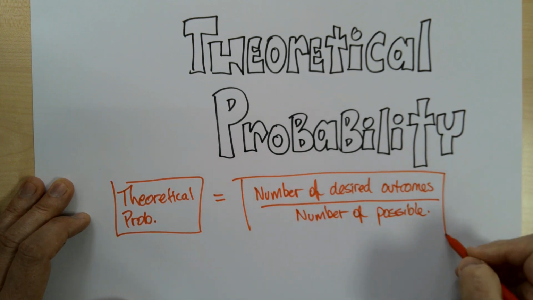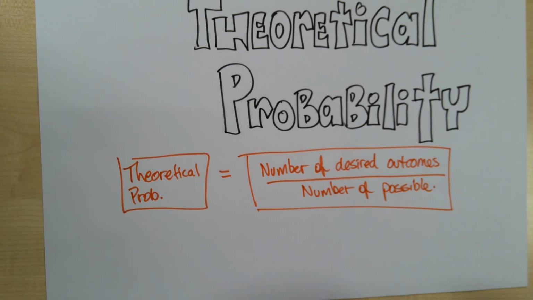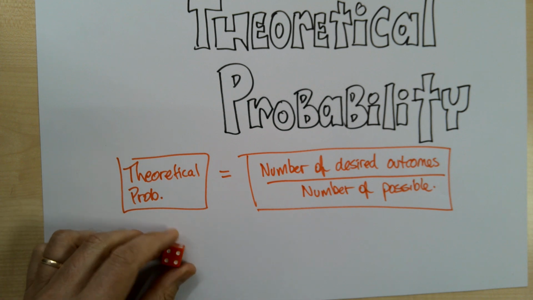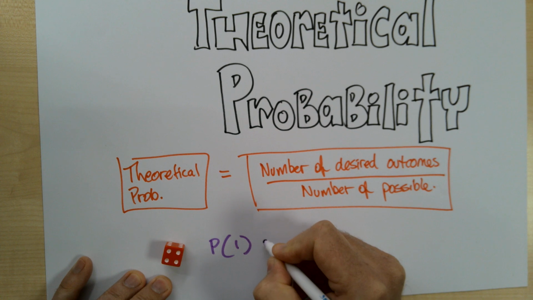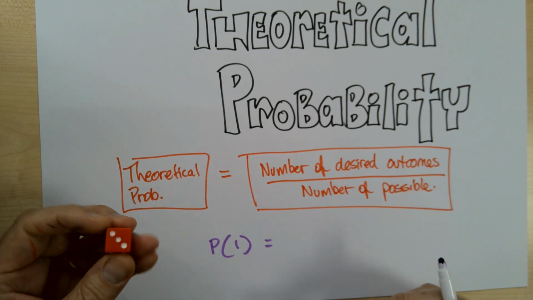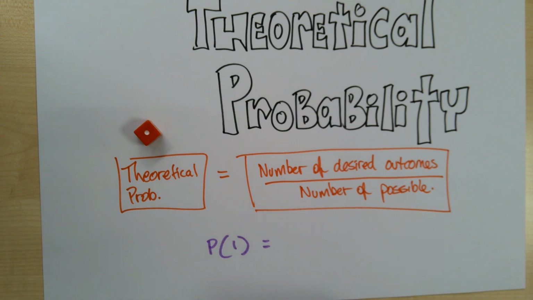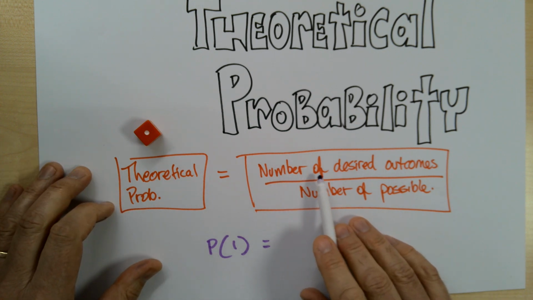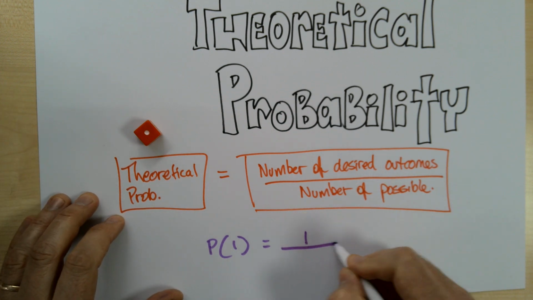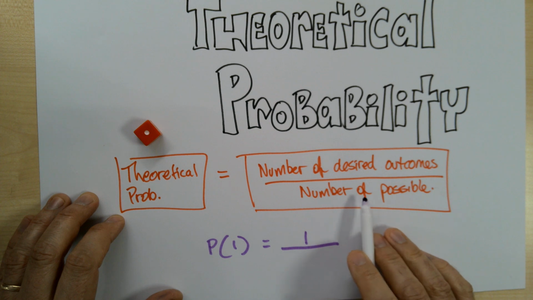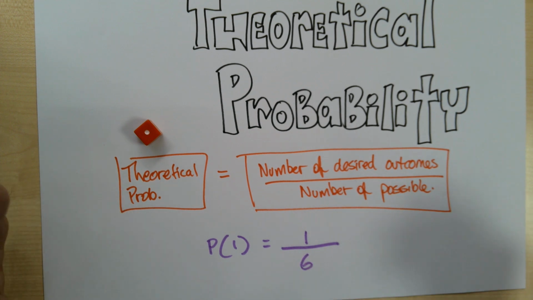Okay, now we do this just kind of automatically, but let's just unpack it a bit. If we go back to the dice, okay, I want to know what is the probability of getting a 1. Well, what's going on there? Okay, so how many desired outcomes are there? Well, there's only one number I want, and it's the number 1. Okay. How many possible are there? Well, there's 6 different things possible. You know, it's 1 over 6.